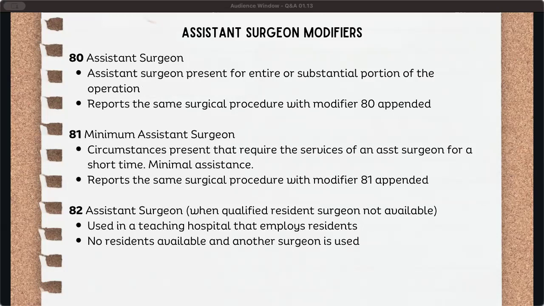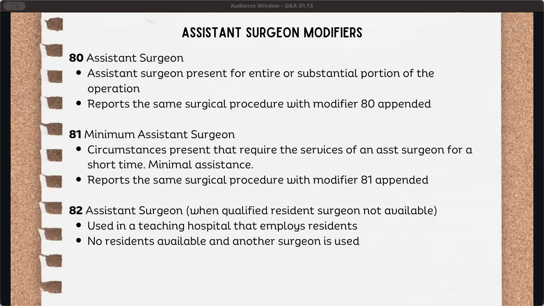Next, we have our assistant surgeon modifier. So we have 3 different modifiers that can indicate that an assistant surgeon was used. And the difference between them is modifier 80 is used when you have a physician assist another physician during a procedure. So if an assistant surgeon assists a primary surgeon and they are present for the entire operation or at least a substantial portion of it, then the assisting physician should report the same surgical procedure as the primary surgeon, and then they would report the modifier 80 for their service.